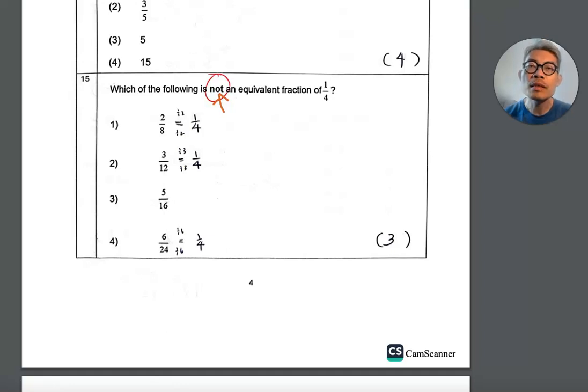Now, equivalent fraction means, is this something I can simplify further? So like 2/8 I can simplify to 1/4. 3/12 I can simplify to 1/4. 6 out of 24 I can simplify to 1/4. This is the only number that I cannot simplify any further. It definitely cannot become 1/4. So therefore 5/16 is not an equivalent fraction of 1/4. And the answer is number 3.